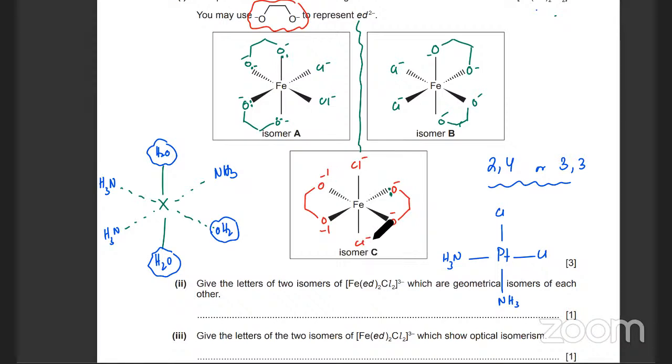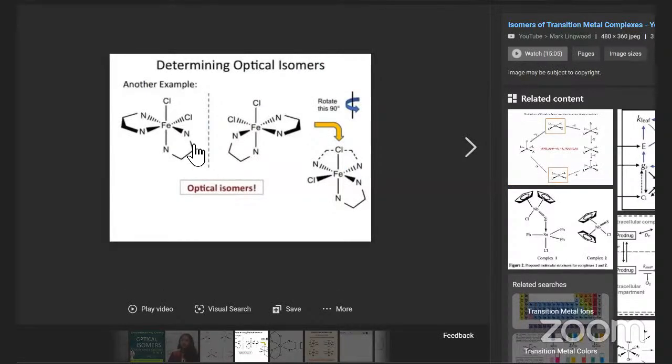The Cls could be opposite. The Cls could be next to each other. So don't go into a lot of detail, because there's a lot of combinations that are possible. But you don't have to go into a lot of detail. Even for optical isomerism, just stick to the simple ones.